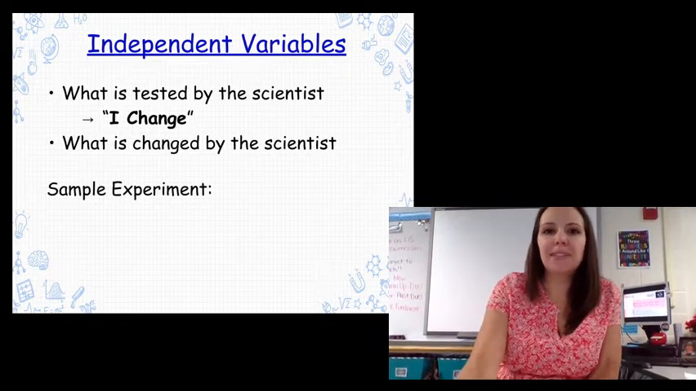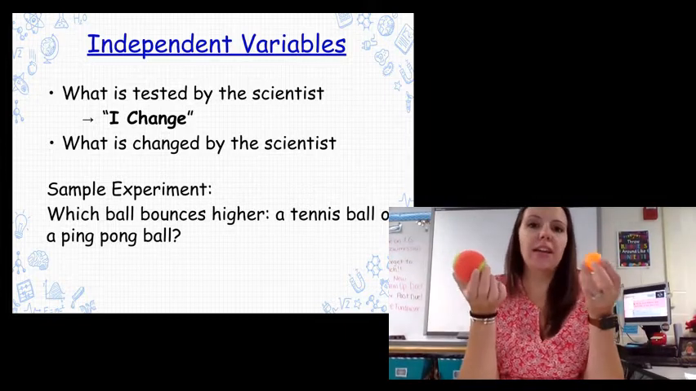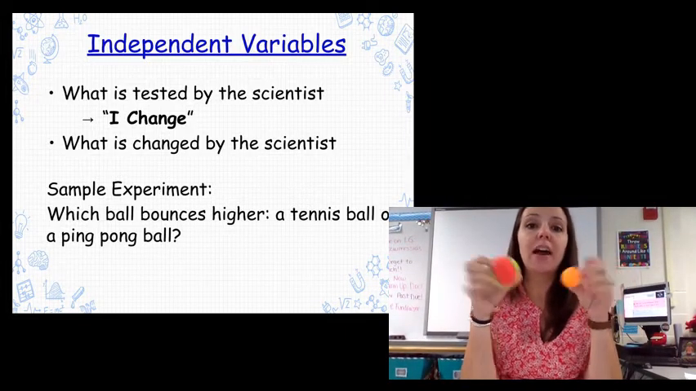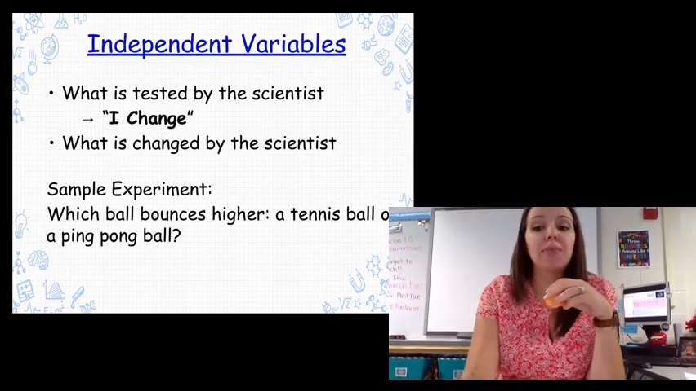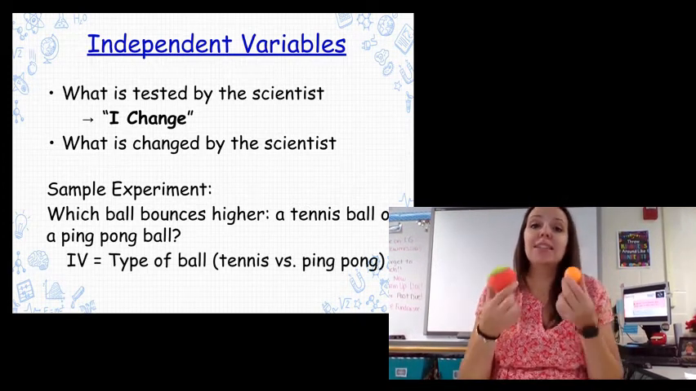So here's a sample experiment. Maybe my driving question is that I'm wondering which ball will bounce higher, a ping pong ball or a tennis ball? In this experiment, my independent variable, the thing that I'm changing, is the type of ball.